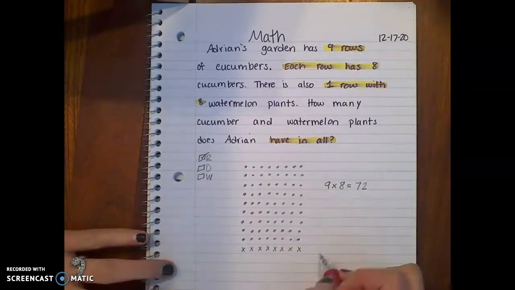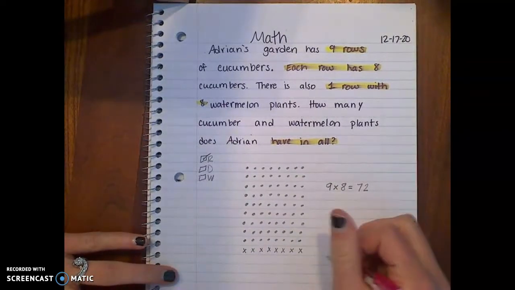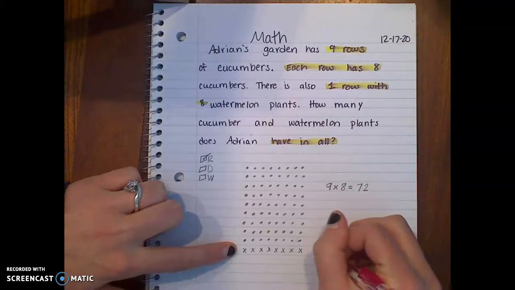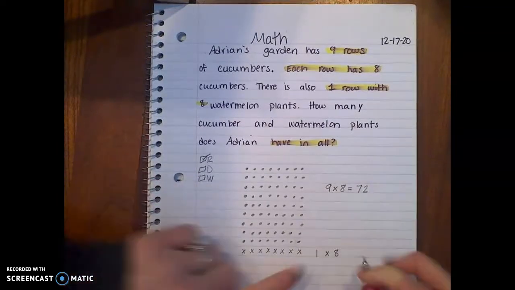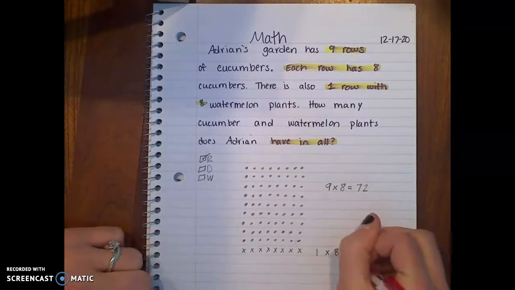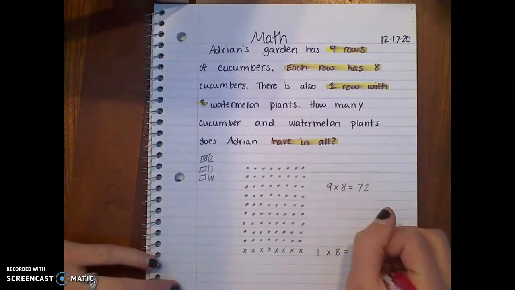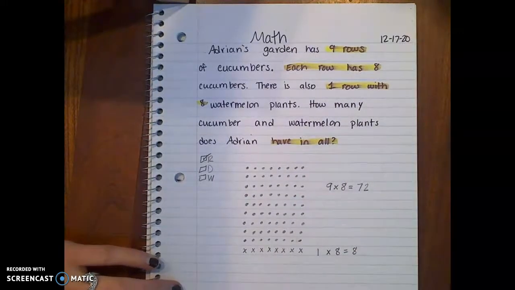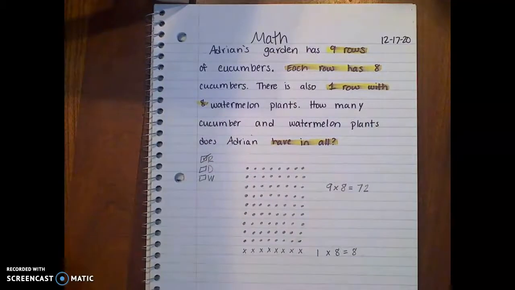Now let's figure out exactly how many watermelons he has. I have 1 group of 8, or 1 row of 8. Now, I know from Tuesday's lesson that any number times 1 is that number. So 1 times 8 gives me 8. Now, I have 2 numbers here. Is one of these my answer? Nope, it sure isn't. I need to add them.